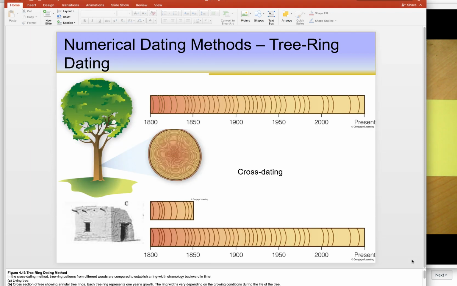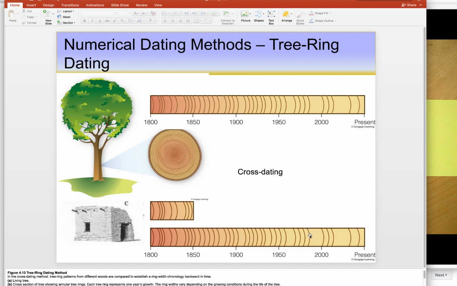Now, the other method of dating is tree ring dating. And the way tree ring dating works is that each tree ring represents 1 year. So you can literally take a living tree and count basically the rings and figure out how old that tree is. And so by doing that, you can take a living tree and especially some of these old redwood trees that live for several hundred years, you can count back the tree rings.